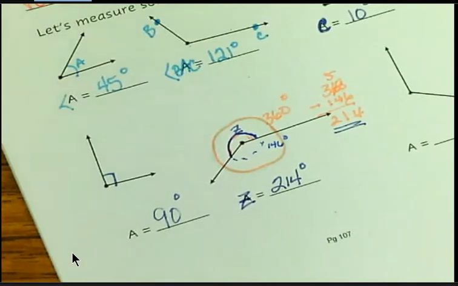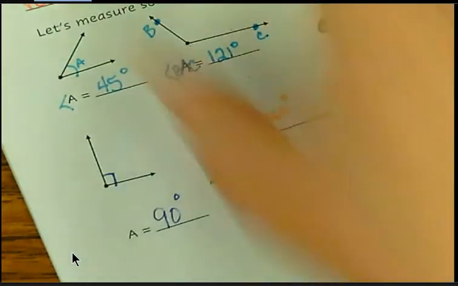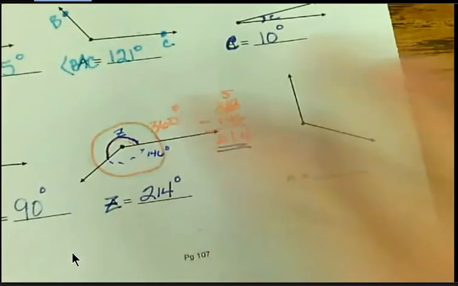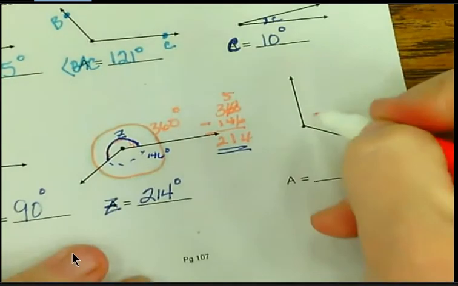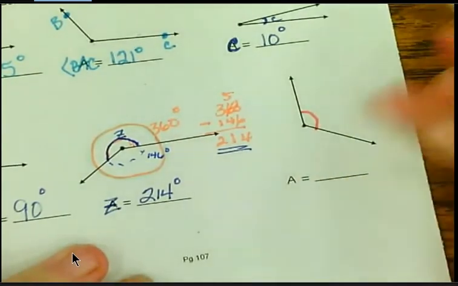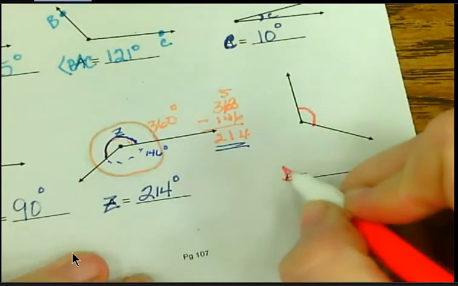I hope you're with me. Last one in our notes. All right, it's bigger than 90, but it's smaller than 180. Yay, Mrs. Soul. All right, let's look at this one. We're looking for this angle right here. Let's call it angle D.